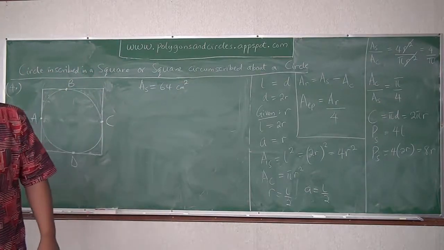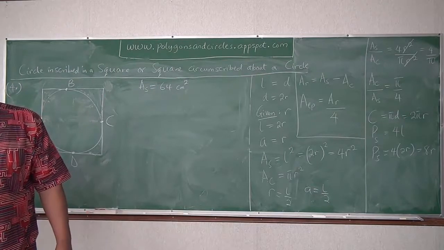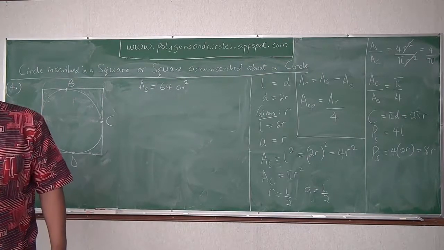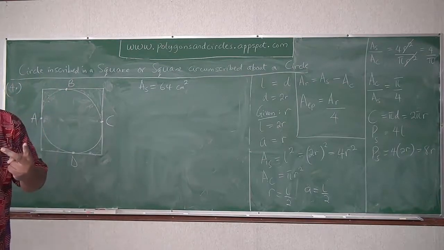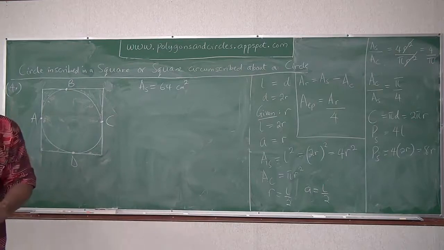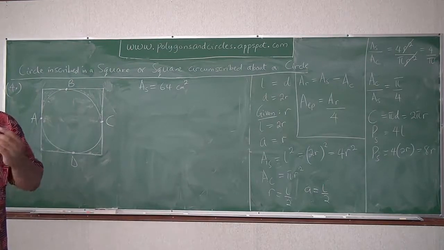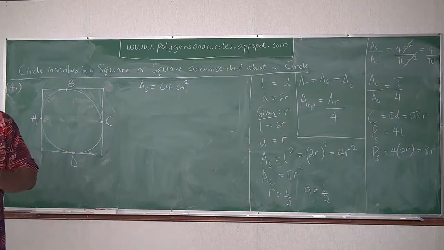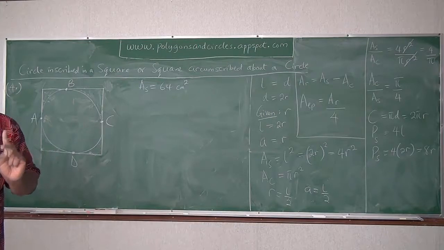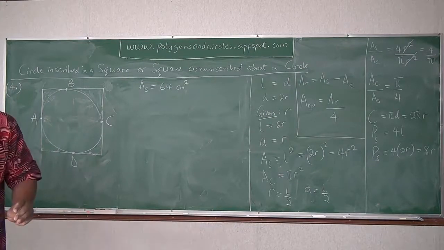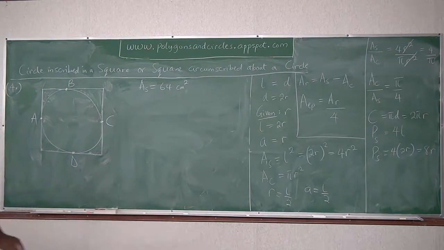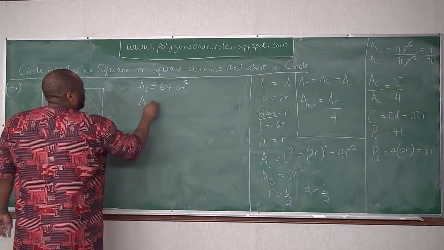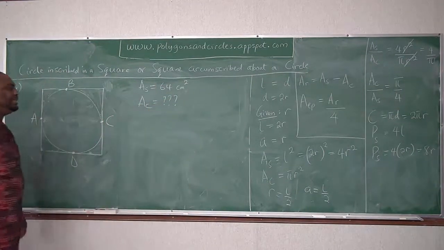The circle inscribed in the square is tangent to the square at A, B, C, and D. What is the area in square centimeters of the circle? What is the area of the circle?